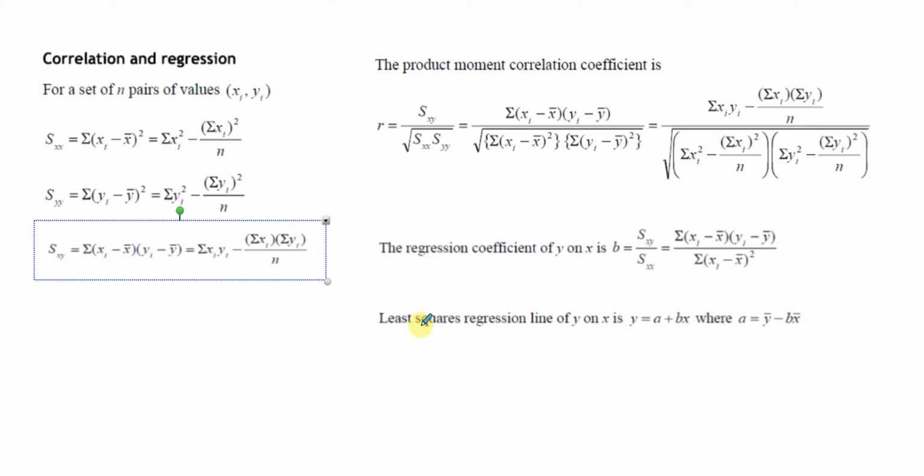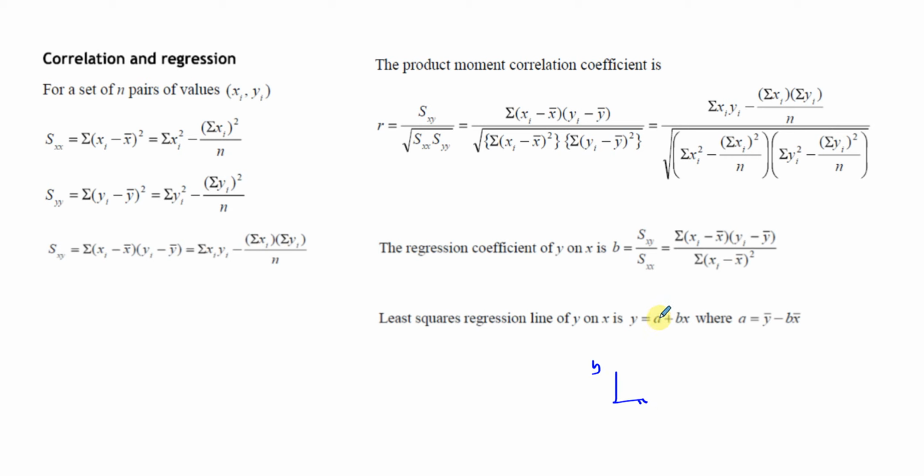Okay, so that means if you want to find the line of best fit, the least squares regression line of Y on X is the line of best fit that passes through those points when you plot them in a graph. That's what the least squares regression line is. It's an equation of the line of best fit, and it's given by Y equals A plus BX. Y is the variable on the Y-axis and X, of course, on the X-axis.